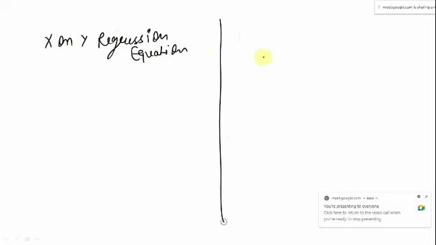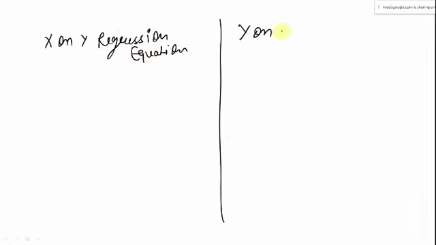So now how to find out these regression equations? For finding out these regression equations, one is x on y regression equation, and second is y on x regression equation.